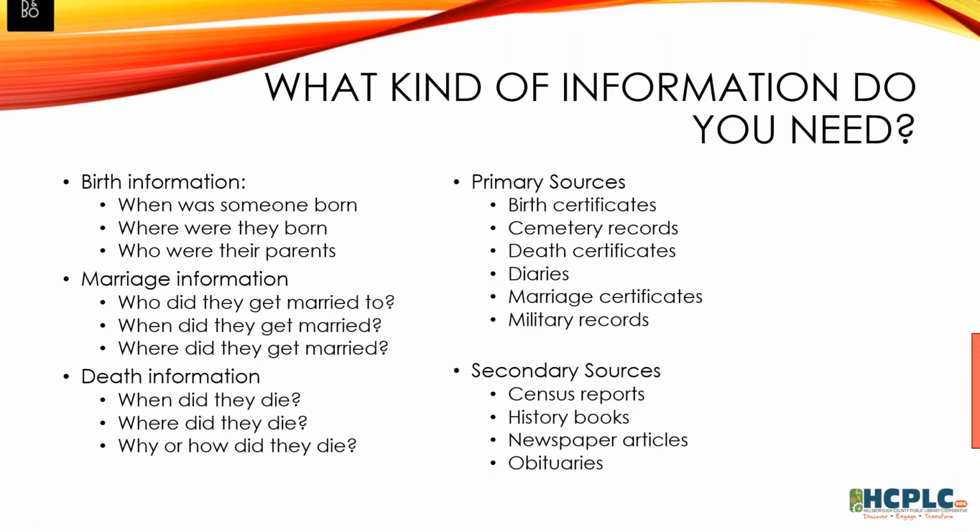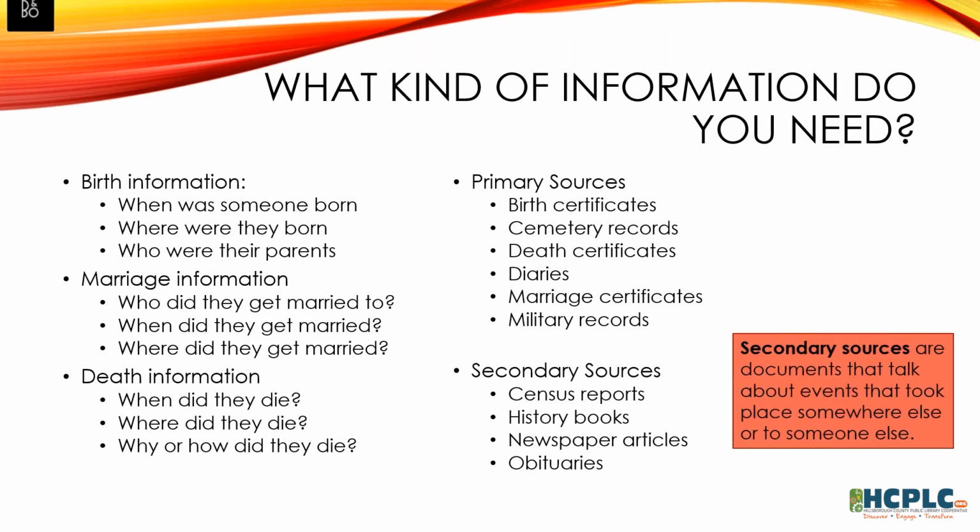You can also use secondary sources, which are documents that talk about events that took place somewhere else or to someone else. These can be census reports, because sometimes it wasn't the people that lived in the house who gave the information. Sometimes it was their neighbors or a family member who might not know everyone who lived there. Other kinds of secondary sources are history books, newspaper articles, and obituaries. These are all places where you can learn more information about your ancestors, as long as you keep in mind that they aren't always accurate.